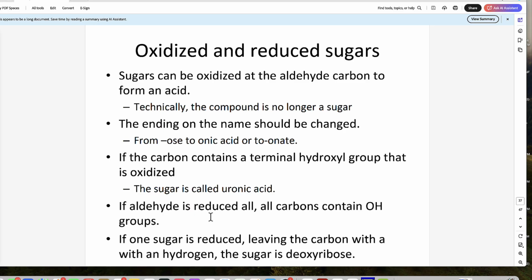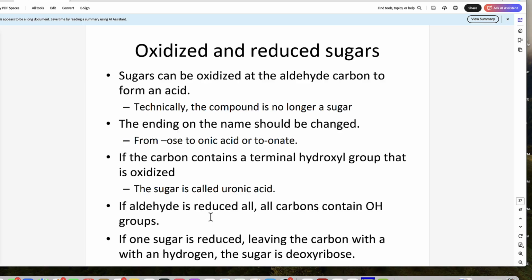All right, so sugars can also be oxidized at their aldehyde carbon to form an acid. Once that happens, technically they're no longer a sugar. The change in the name should also be denoted. They'll go from -ose, denoting a sugar, to -onic acid or -onate. You see that with, let's say, a carbon that contains a terminal hydroxyl group and it becomes oxidized. The sugar is now called uronic acid.